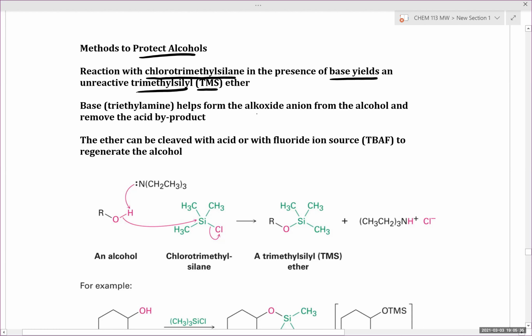So the base helps form the alkoxide ion and removes any acidic byproducts generated. In the first step, our base removes a proton, and then our alcohol attacks our electrophilic silicon atom, kicking out our leaving group. This generates a trimethylsilyl ether. So our alcohol functionality is masked and protected as a trimethylsilyl ether. This silyl ether can then be cleaved with acid or with a fluoride ion source such as TBAF to regenerate our alcohol.